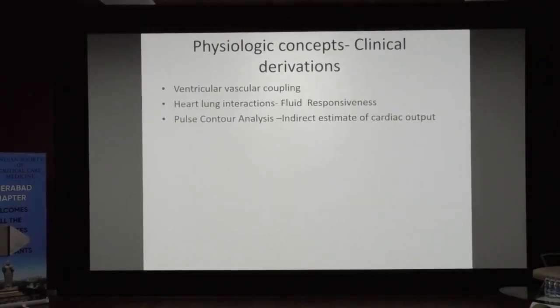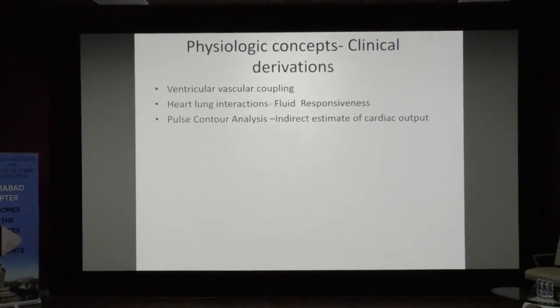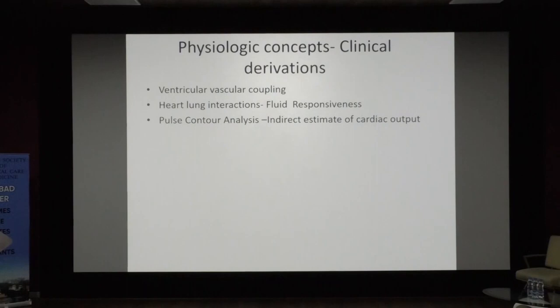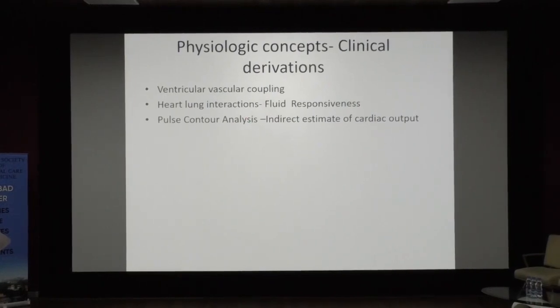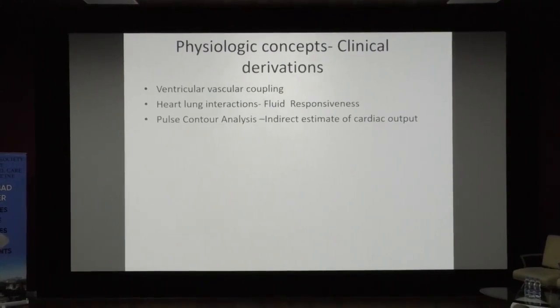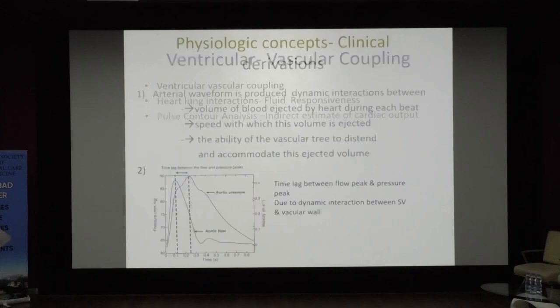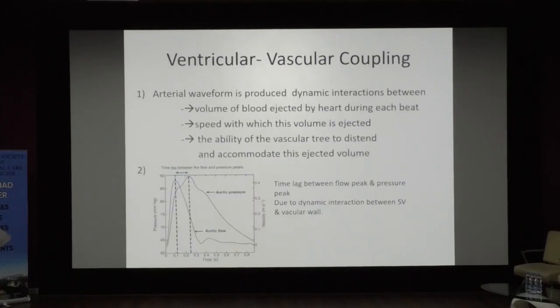Now, some physiological concepts and their clinical derivations. We'll go through ventricular vascular coupling, something about heart-lung interactions, and pulse contour analysis. These two topics generally will be discussed in the upcoming lectures, so I'll be very short and precise on this. So what is ventricular vascular coupling? As we understand how the wave is formed and how it is transmitted, what is the interaction between the heart and the wave, and what can we derive from that?